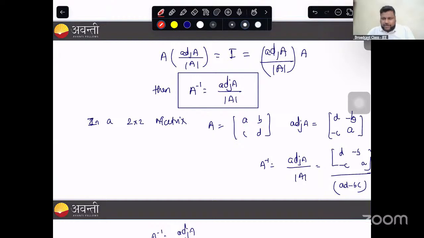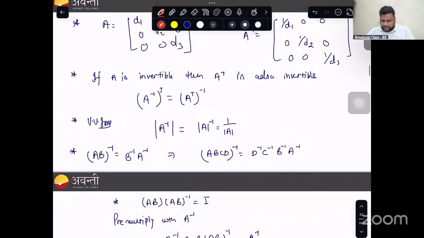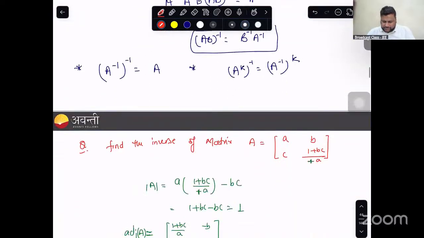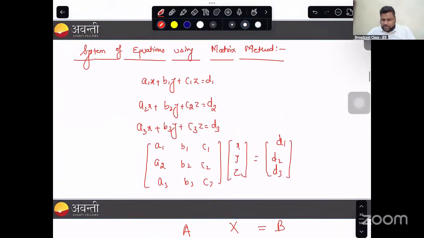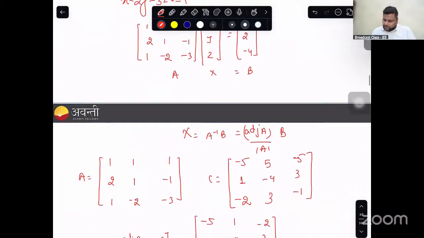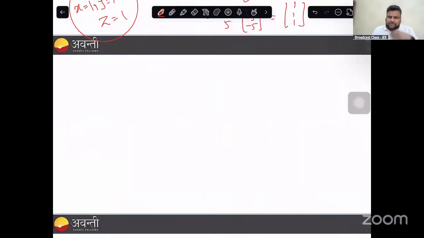For a 2 by 2 matrix, we know how to get the inverse: interchange the diagonal entries and change the sign of the off-diagonal entries. Then we have done certain properties of inverse, and then a few questions have been done. Then I told you how to find the solution of the simultaneous equations using matrix method. So today, first of all, we'll do a couple of questions on this, then we will move forward.